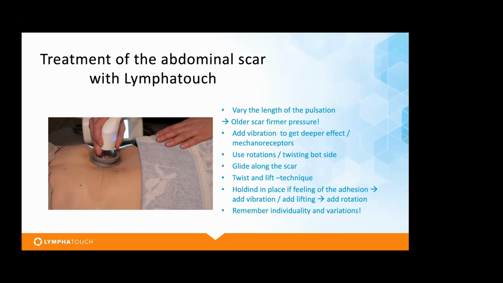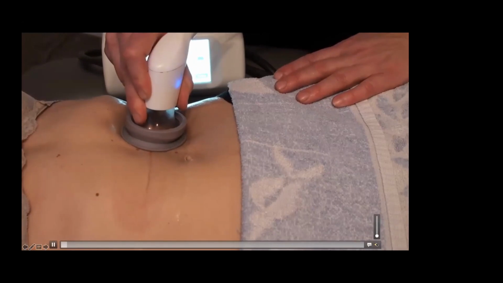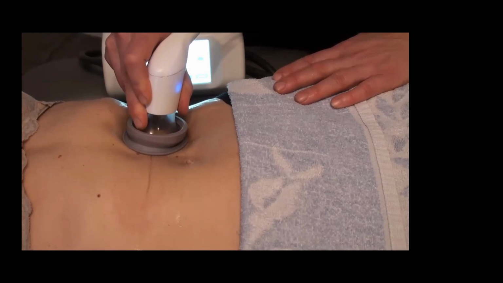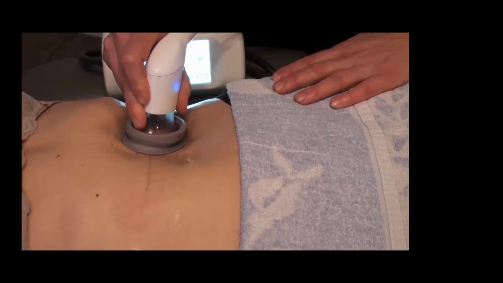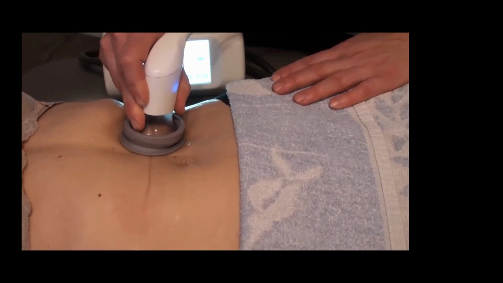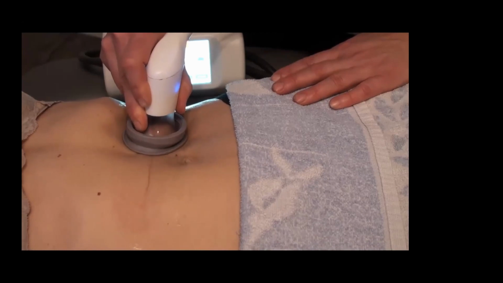Use rotations, use twisting, and also gliding along the scar. We are using twisting and lifting techniques. And also, of course, you can hold in place if you feel the adhesion, and then add rotations there. And here I'm first using the vibrations with that one. So you can see how it is lifted, and then I'm doing only holding and using the 90 Hertz vibrations at the same time.